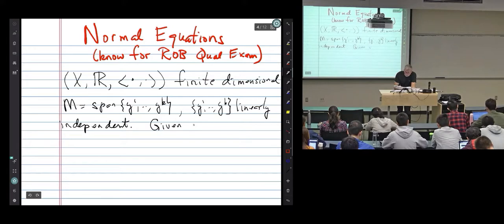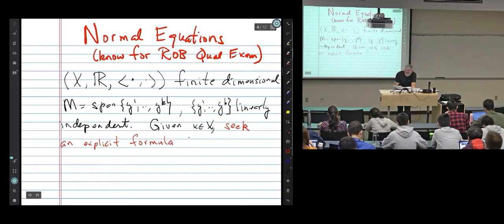Given x in X, seek an explicit formula for x hat. Okay?